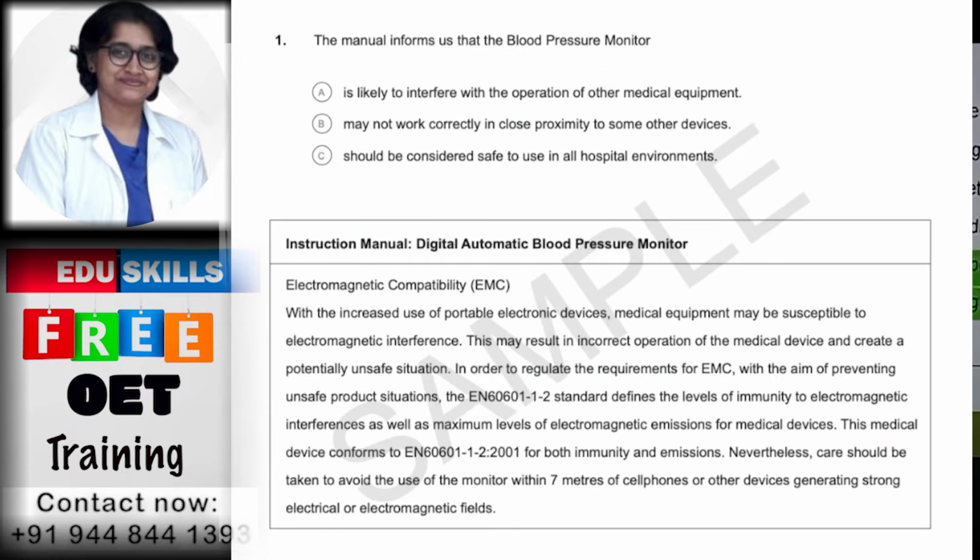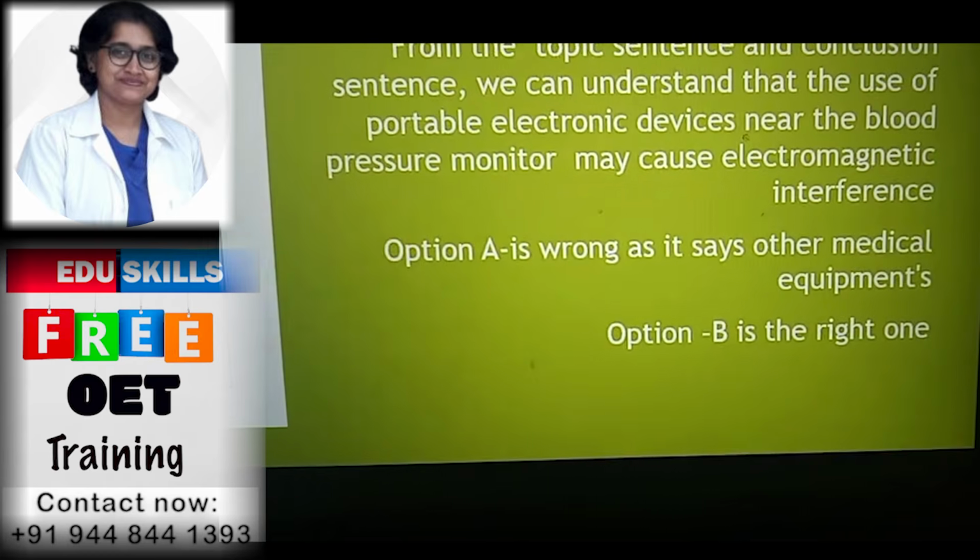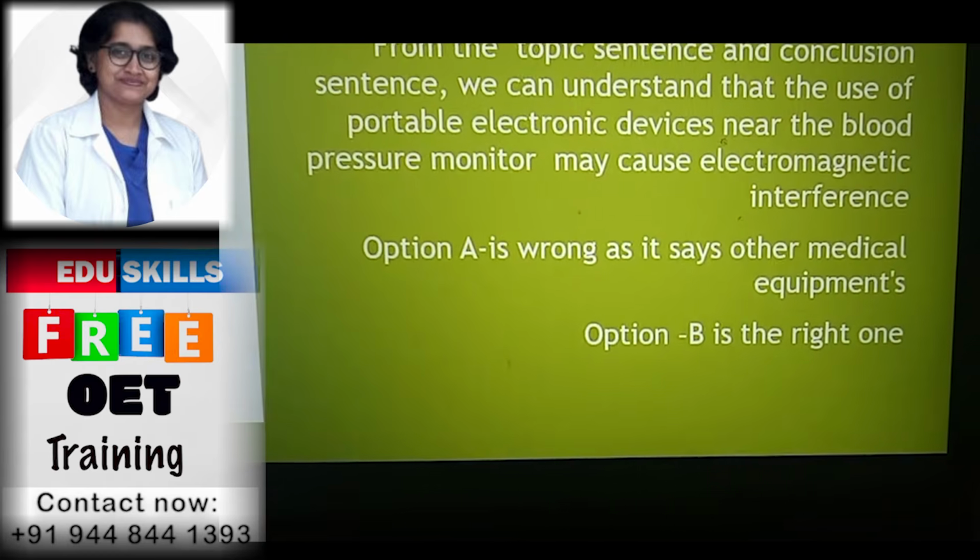That means blood pressure monitor should be used 7 meters away from the cell phones and other devices. So in that way, when we come to option A will be wrong, and therefore option B is the right answer.